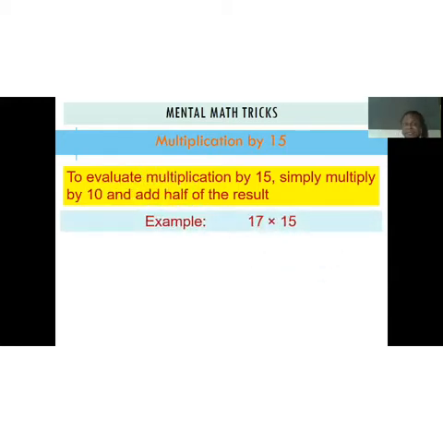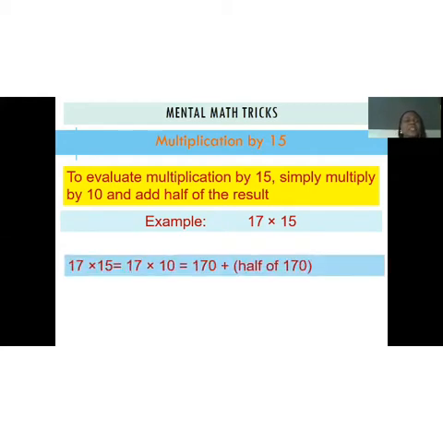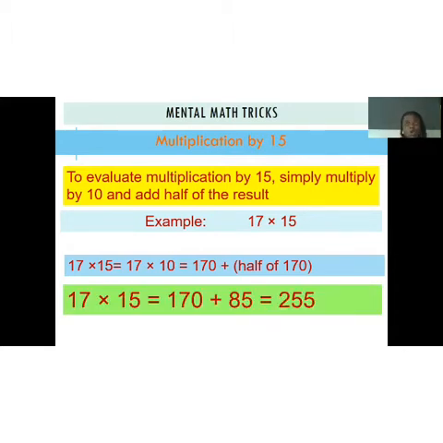17 times 15, for example. What you simply do here is 17 times 10, then get your answer. That's 170. Then do half of 170, 170 divided by 2. That's easy, that's 85. So 170 plus 85 gives you 255.